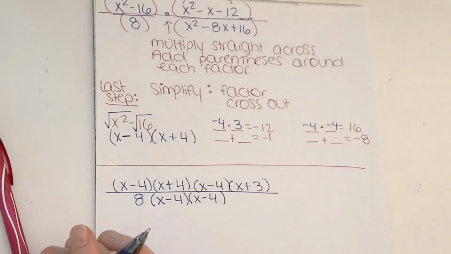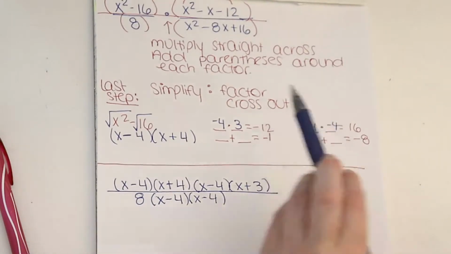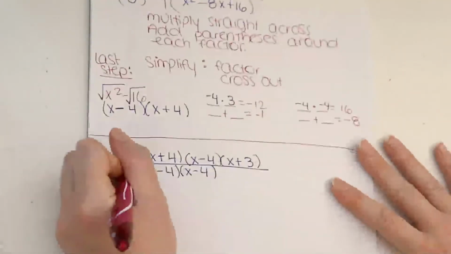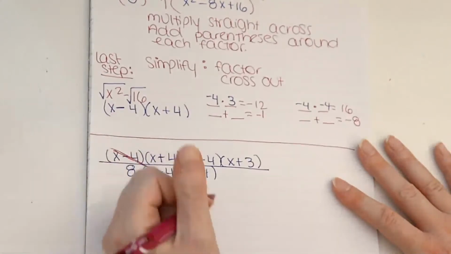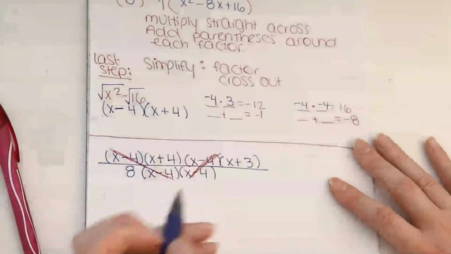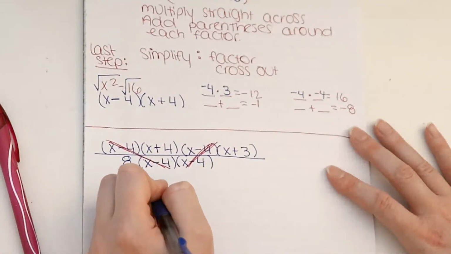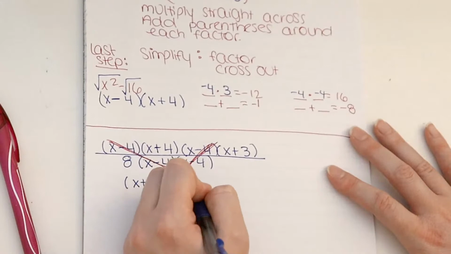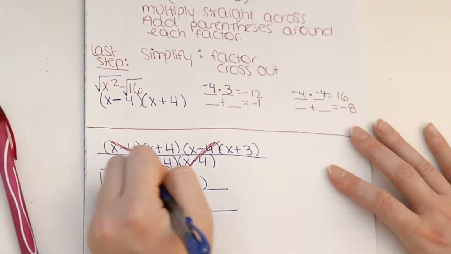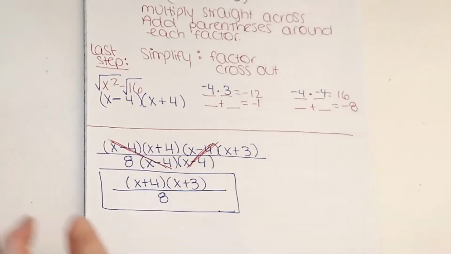Okay, so we have factored, and now what we're going to do is we're going to cross out these factors that are common in the numerator and in the denominator. So this x minus 4 factor is common, and this x minus 4 factor is common. So that's going to leave us with x plus 4, x plus 3, all over 8. And that is our final answer. Okay, so we multiply straight across, and then basically that amounts to adding parentheses around those quantities and then factoring and crossing out the factors.